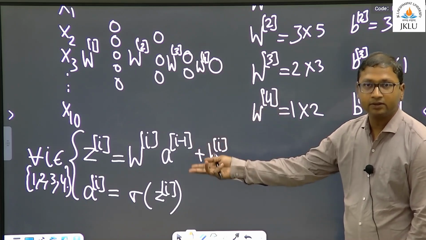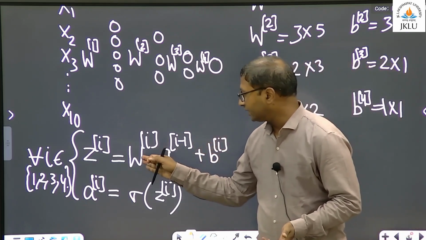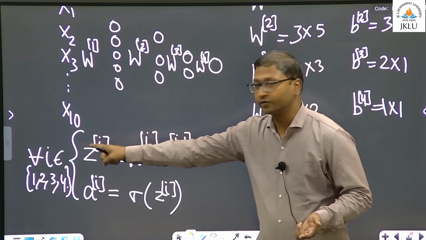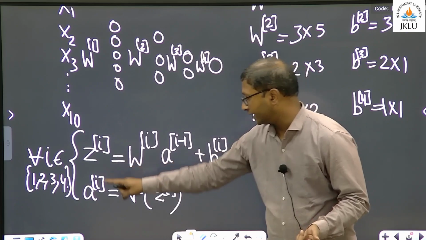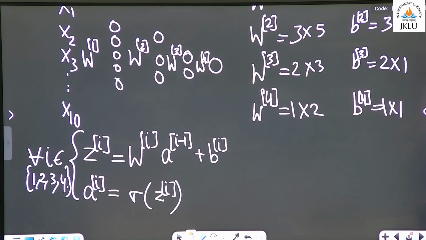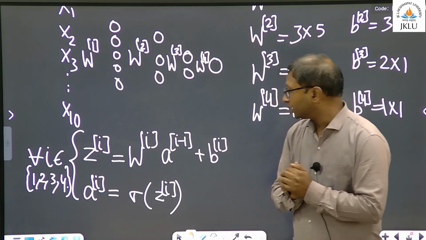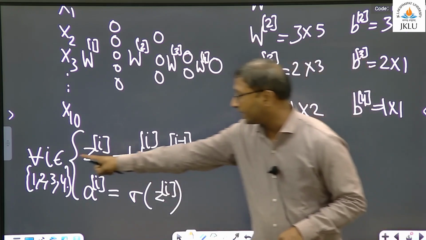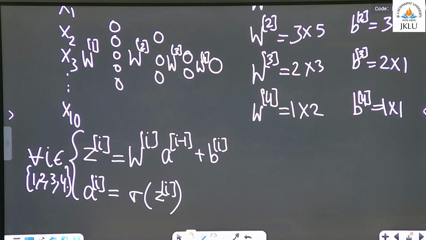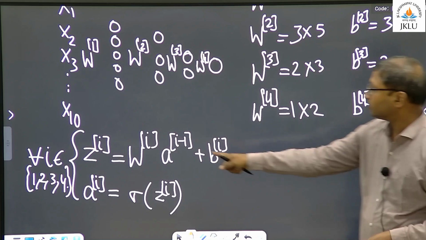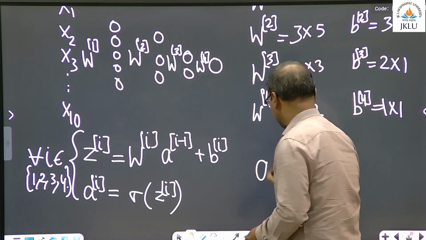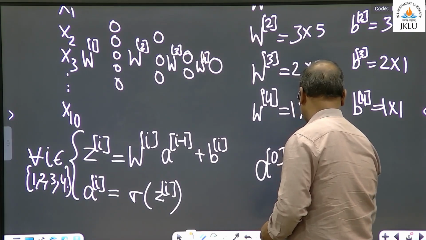Now you can find the other way around as well. Some people will write Wi plus 1 Ai plus B i plus 1 is going to give you Zi plus 1, and then you again take sigmoid to get Ai plus 1. Now we will have a problem here. I said i goes from 1 to 4. What happens at i equal to 1? A0? What is A0? A0 is X. Okay. So A0 is X.